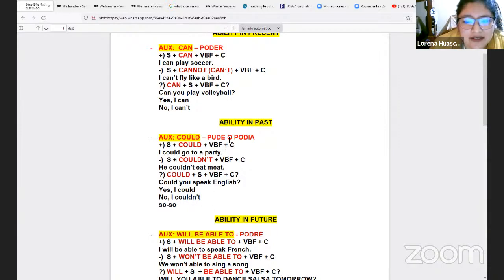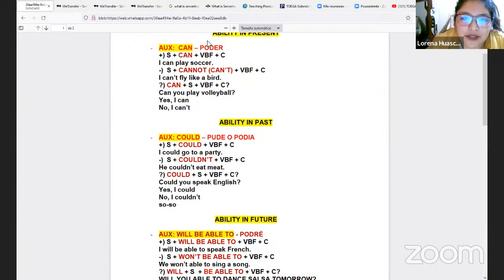In these examples, we can use the expressions in past, for example, like last year, last month. But also we can't use them, okay? Because if we use could with an action that shows an ability, it is obvious that we are talking about an ability in past. So it's not necessary to put the time. If you want to put it, it's great also.